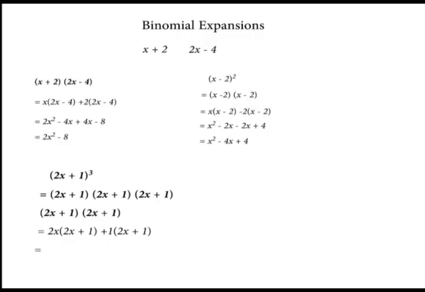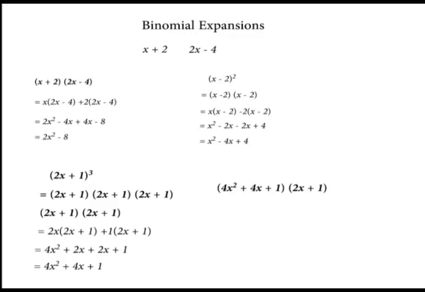2x times 2x is 4x squared. 2x times 1 is 2x. 1 times 2x is 2x. And 1 times 1 is plus 1. And we shall have 4x squared plus 4x plus 1. Now we multiply this result with the last bracket. That is 4x squared plus 4x plus 1 times 2x plus 1.